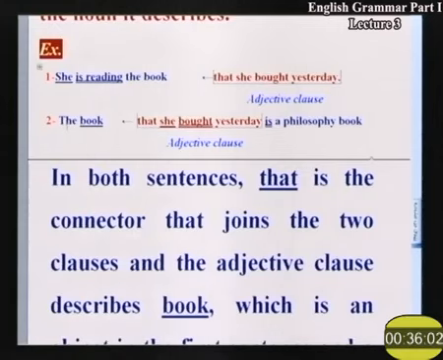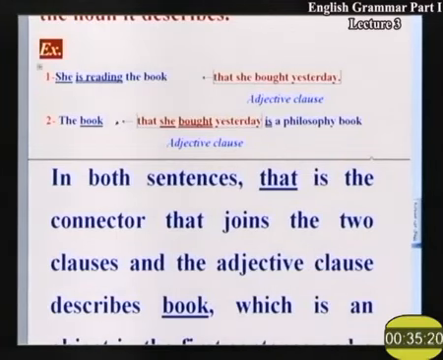طيب فين المين sentence بتاعتي؟ The book is a philosophy book. Alright؟ طيب ليه الادجكتيف كلوز ممكن تيجي بقى في اول الجمله؟ انتوا عارفين حكايه اول الجمله واخر الجمله ونص الجمله. طيب هي الادجكتيف كلوز بتيجي بعد الاسم اللي هي بتوصفه. فاللي حاصل هنا she is reading the book that she bought yesterday. The adjective clause is qualifying the word book which in the first sentence is an object. طبعا الاوبجكت بيجي في اخر الجمله.